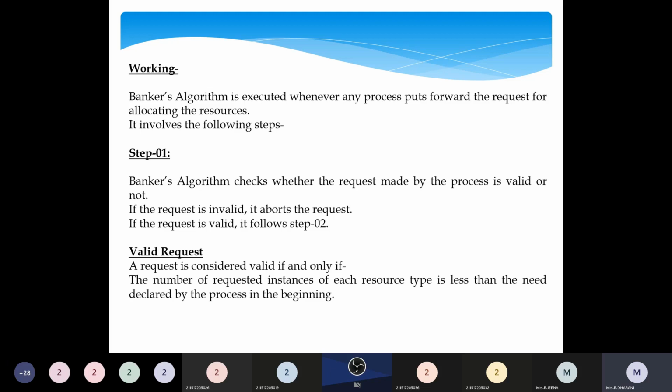Okay, so if the request is not valid, it aborts the request. And if the request is valid, it follows the next steps. So once the request is valid, then it will move to step 2. So what is that valid request?